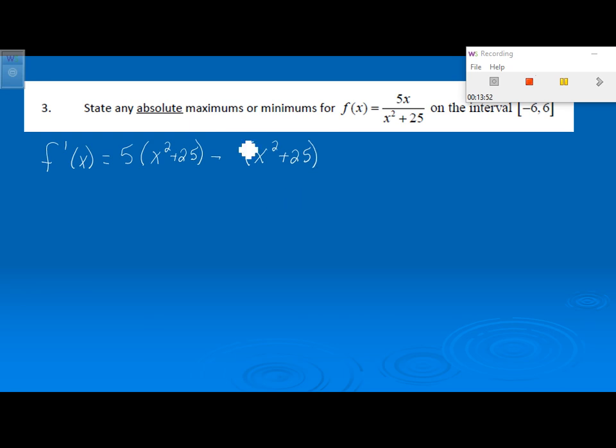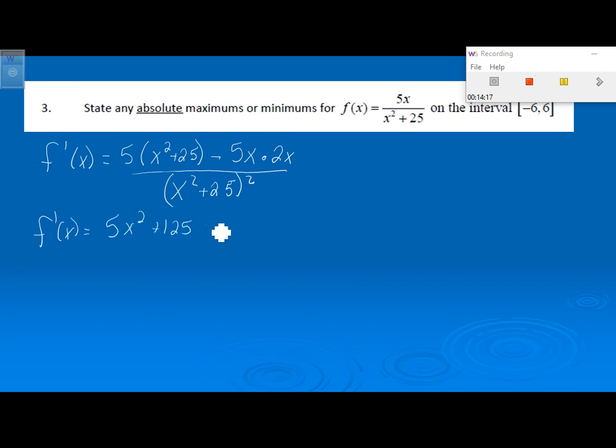So I've got the derivative of the top. I've got the top. I change that up. I've got the top times the derivative of the bottom all over the bottom squared. If we simplify the numerator, I got 5x squared plus 125 minus 10x squared over x squared plus 25 squared.